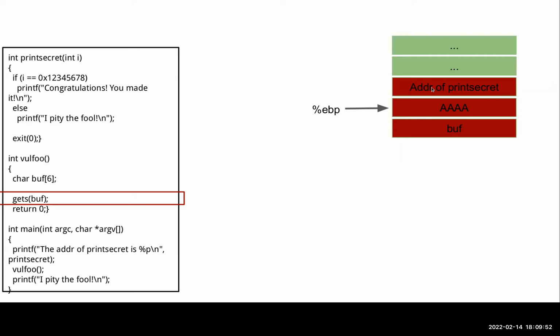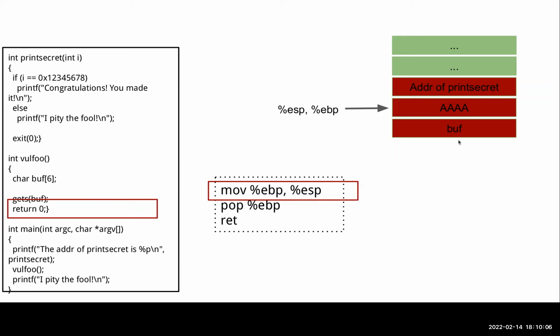This is what we're going to overwrite. We're going to overwrite the address of print secret here. And for the saved EBP, we just put some garbage. The buffer, we just fill with some garbage. After that, we're going to return, okay? So what exactly is return? The C code return maps to those three instructions. Let's try to understand how this works. The first one is move EBP to ESP. So after this instruction, both ESP and EBP point to here.